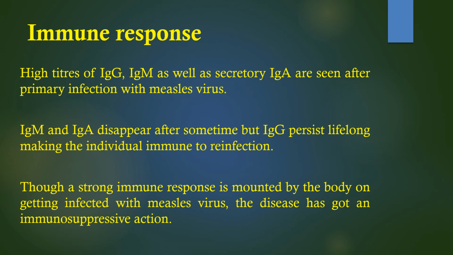The immune response of the host is as follows. High titers of IgG antibody and IgM antibody, as well as secretory IgA, are seen after primary infection with the measles virus. IgM and IgA disappear after some time, but IgG persists for life and makes the individual immune to reinfection. Though a strong immune response is mounted by the body on getting infected with measles virus, the disease has an immunosuppressive action.